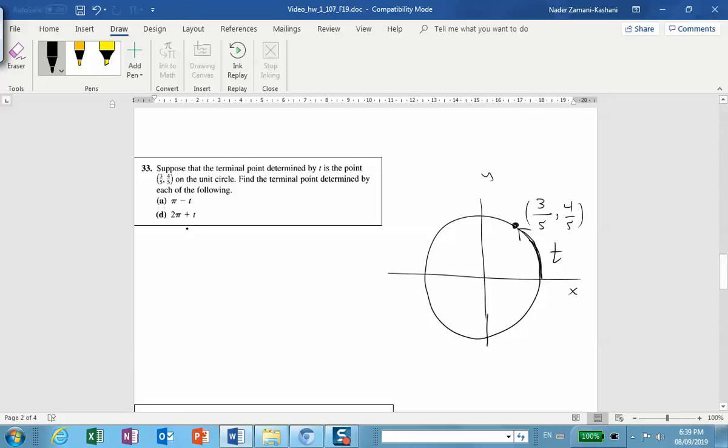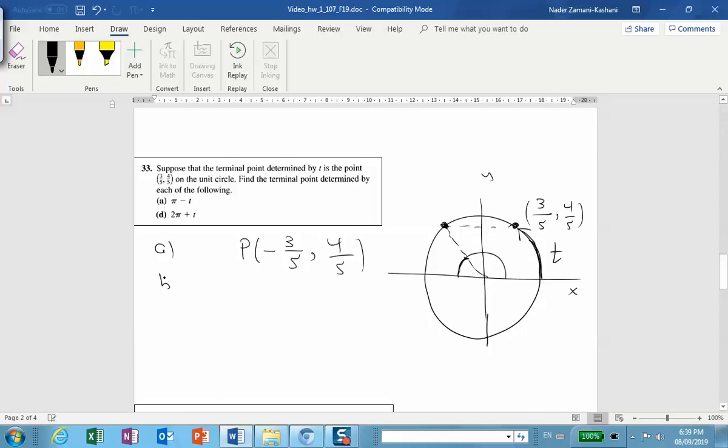Okay, so let's see now. A, pi minus t. If this is t, pi minus t means that you go all the way to pi and then back up by t amount. So that'll take you to this point. See that? So it's going to be all the way to pi and then back up because it says pi minus t. So it'll take you to this. And when you look at that, the coordinates become minus 3 over 5 and the same height, 4 over 5. Okay, this is A.